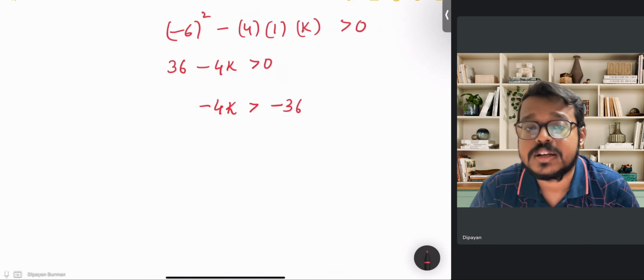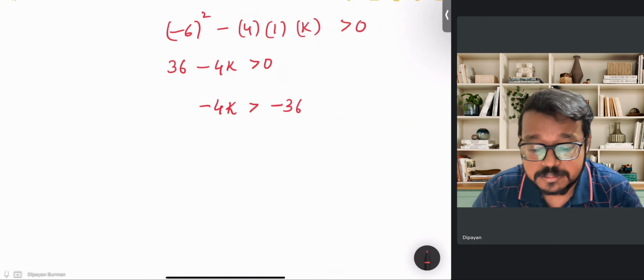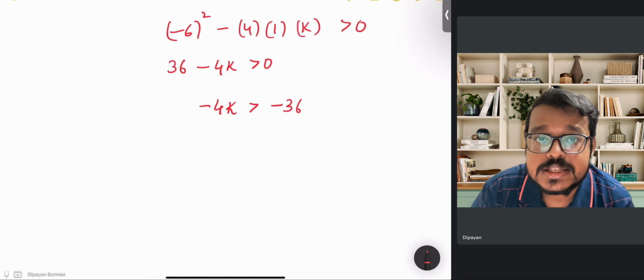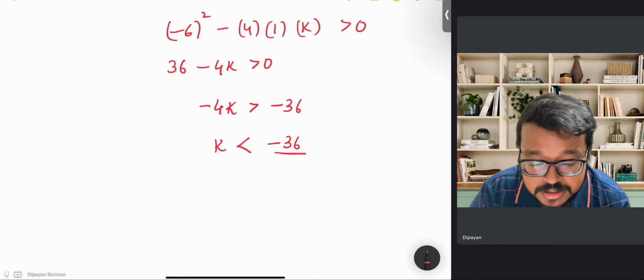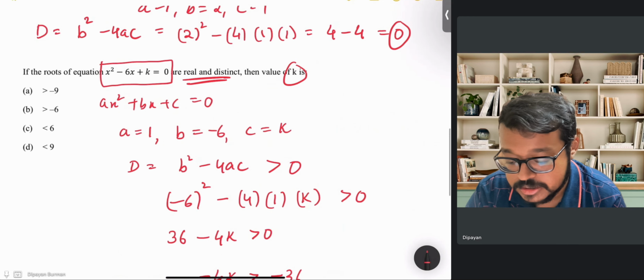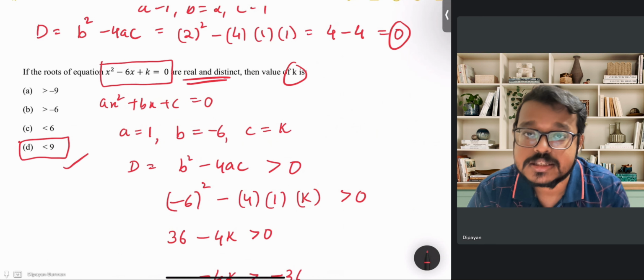Now I need to divide both sides with minus 4. So whenever we are dividing both sides of an inequation with a negative number, the inequality sign will change. So k will be now, instead of greater than, less than minus 36 by minus 4. So k is less than 9. So if I look at the options, option D, k is less than 9, is correct.